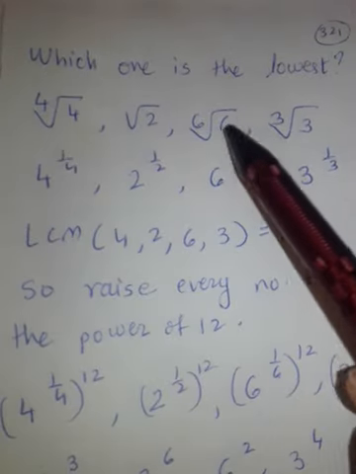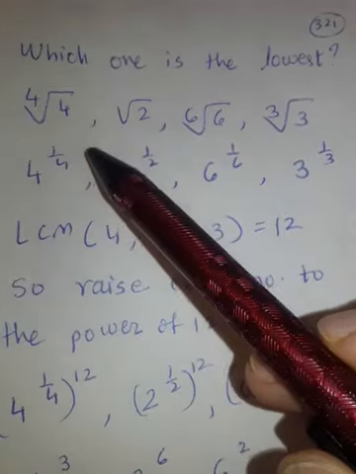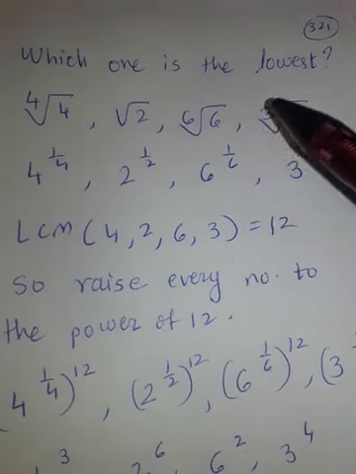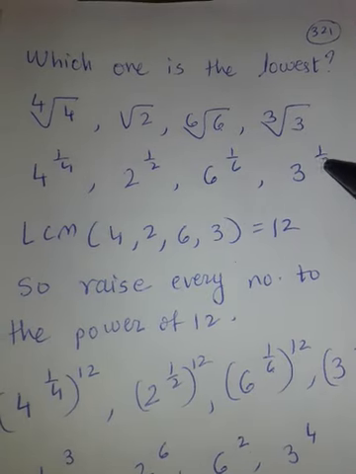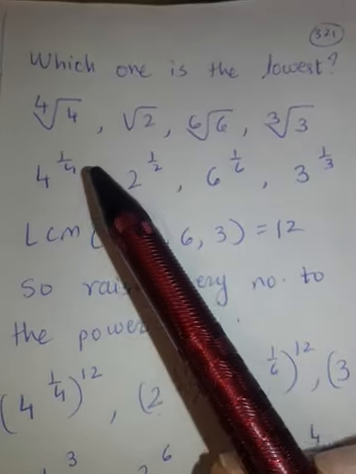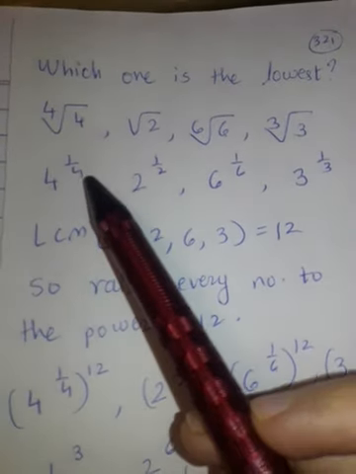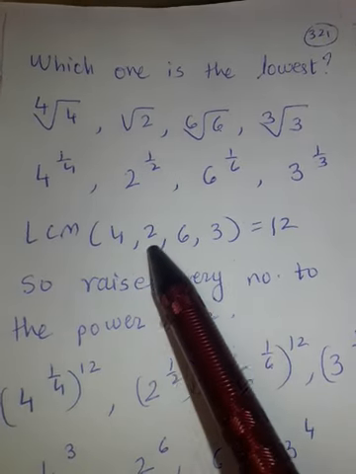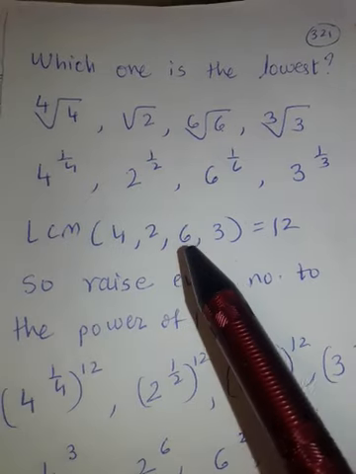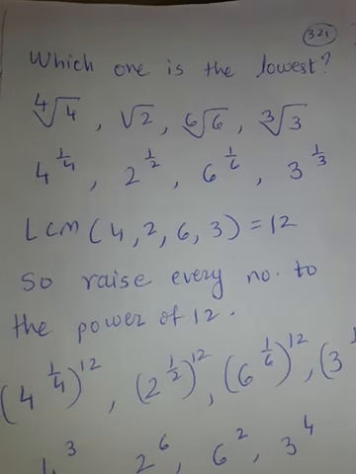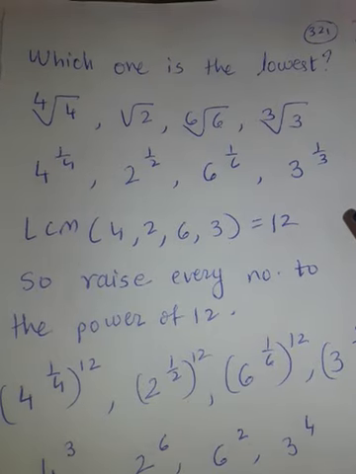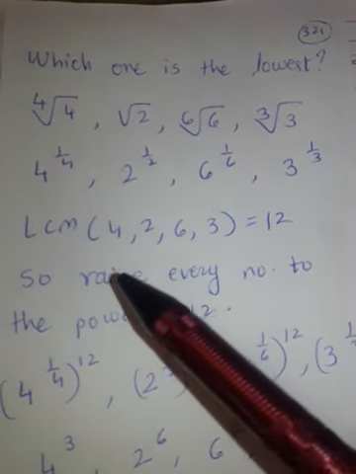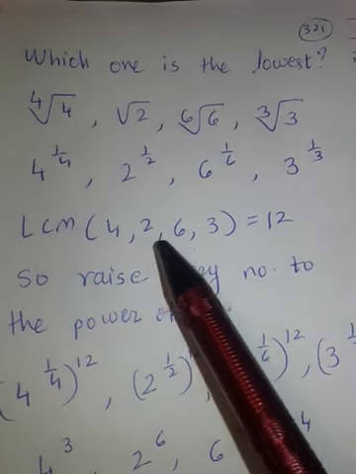So what am I going to do now? I am going to write them in the form of indices. 4th root is 1 by 4. Square root is half. 6th root means 1 by 6. And cube root means 1 by 3. Look at these denominators of the indices: 4, 2, 6, 3. So I am going to find their LCM. In the earlier two sums, what did we do? We found out the HCF, highest common factor, and we reduced those indices. Now we are going to do exactly the opposite thing. We are going to raise these indices. See how? First find their LCM.